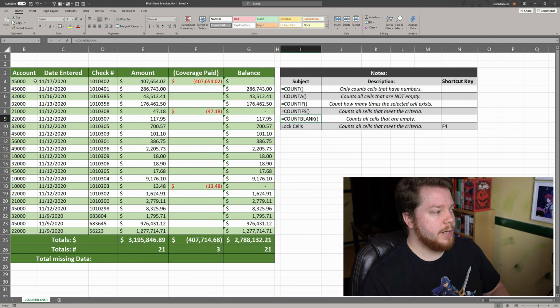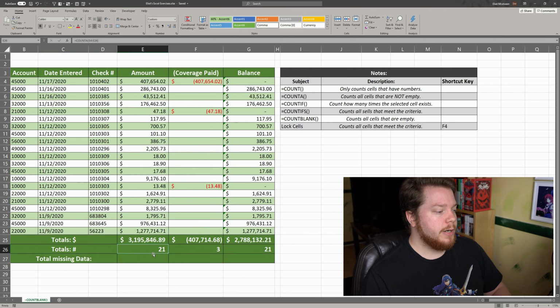So let's get started. Right here we have our normal data set. Last time we did the totals number. As you see here, we have 21, 3, and then another 21. So what this formula is, is the COUNTA. I left that there from last time. This time we'll be working with the total missing data.